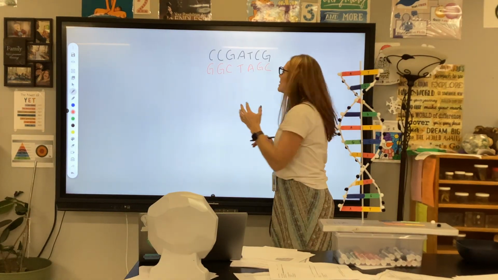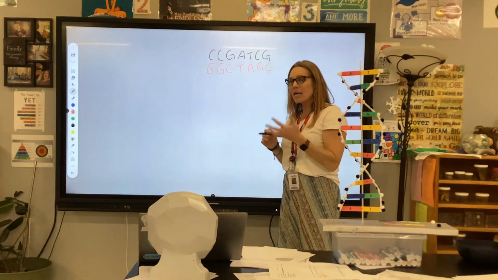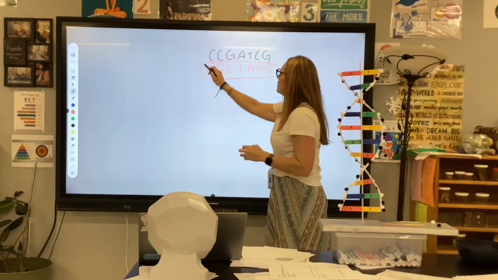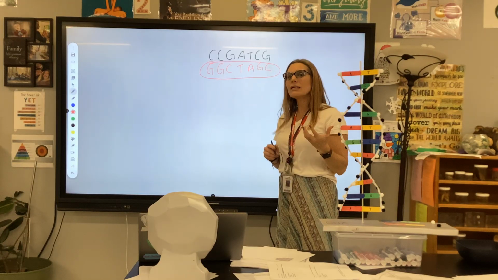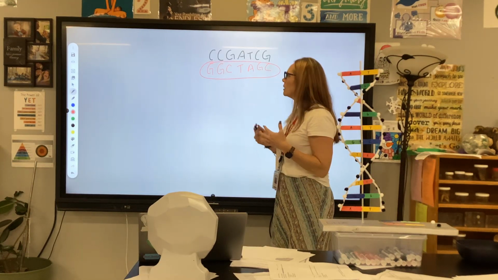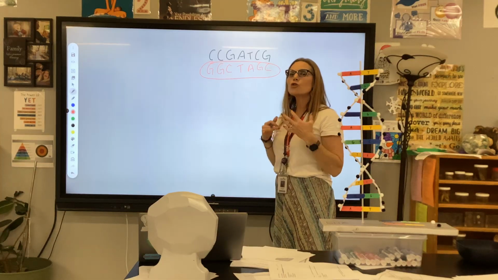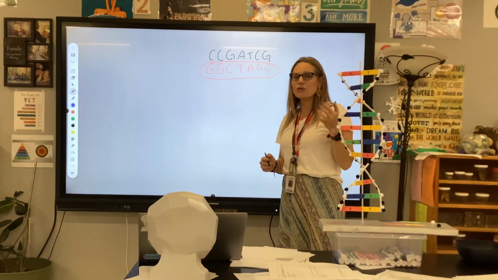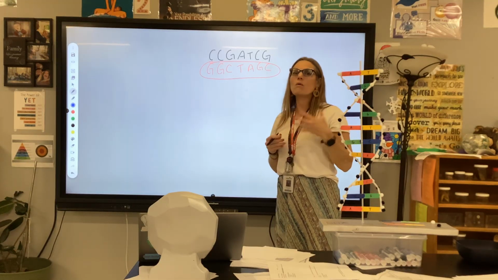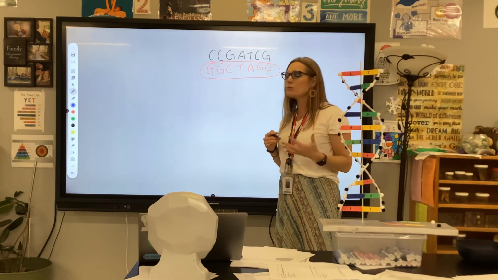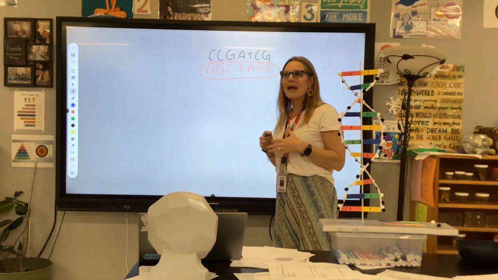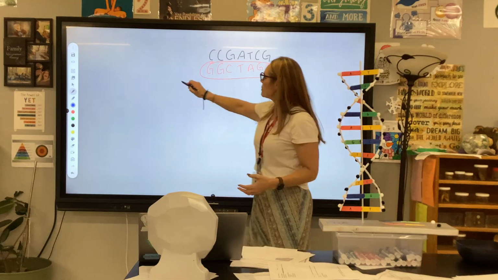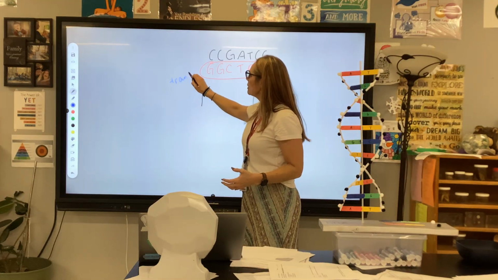Now, once I do this, I believe in the test, I ask you to now use this strip of DNA that you just created, and I ask you to transcribe it or do transcription. Well, you need to remember what transcription is. It's in your notes. I believe you got a video on it, and it's talked about in the book. So transcription is when I take this strip here and I make an RNA molecule out of it, right? So this is going to be transcription.